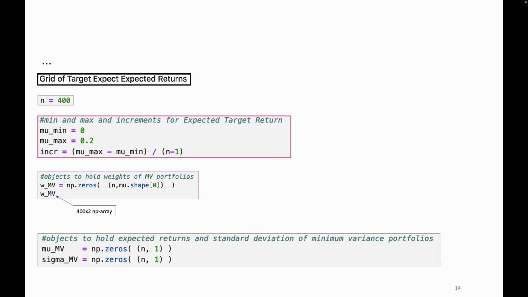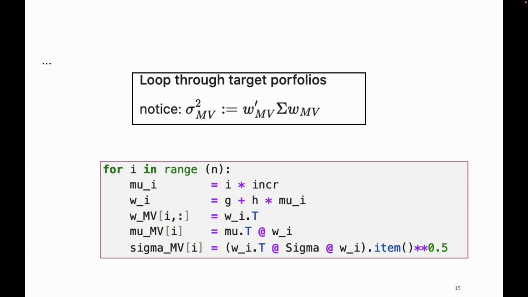I think this is good practice to do. I also have some documentation on top, which is hopefully informative of what I'm trying to do here. So here it says I create objects to hold expected returns and standard deviation of minimum variance portfolios. Okay, so that seems to be all right. What I'm now going to do is loop through all these different target expected returns between 0 and 20%.